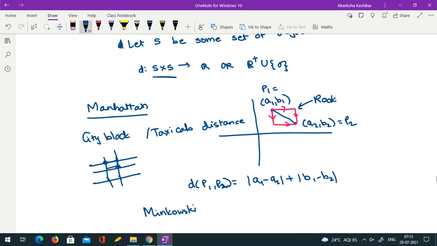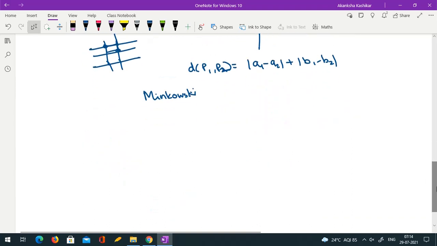Then we have a few more distance functions. You might have heard of Minkowski distance, correct? Minkowski distance you might have heard of. Then, what else? Any other distance function that you have heard of?